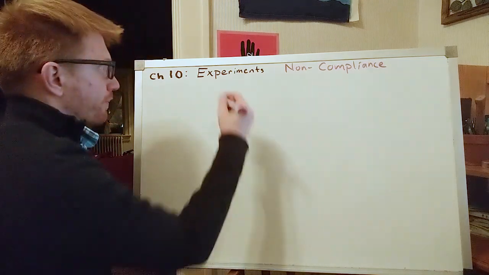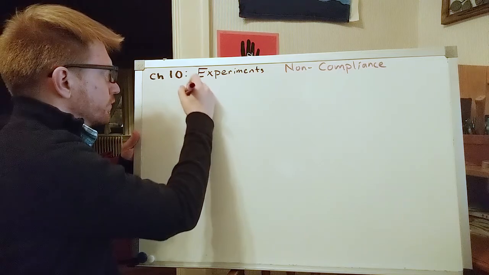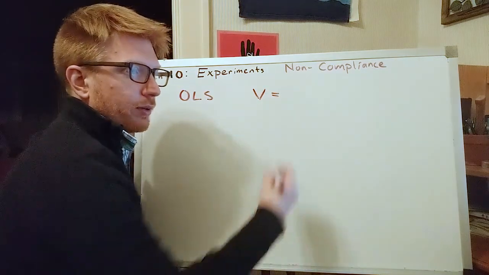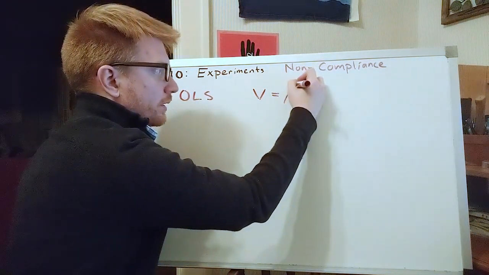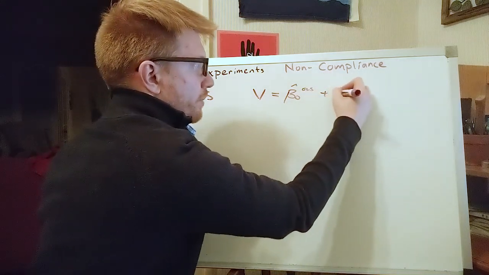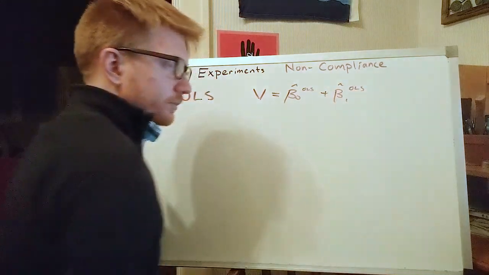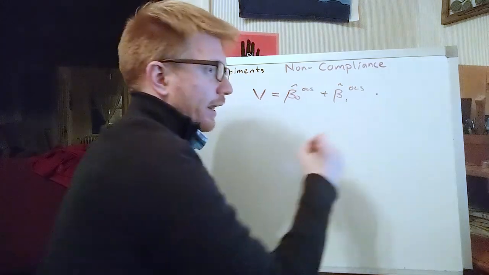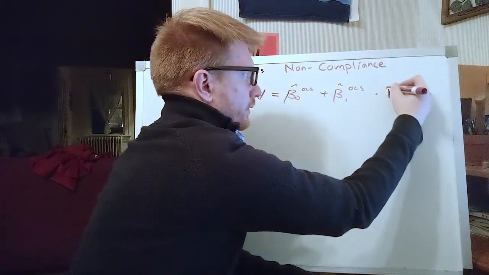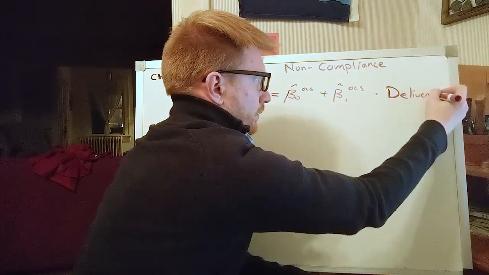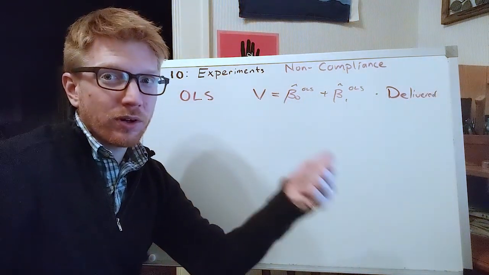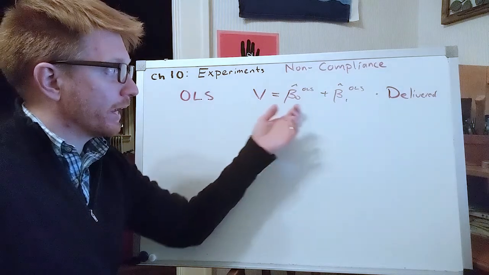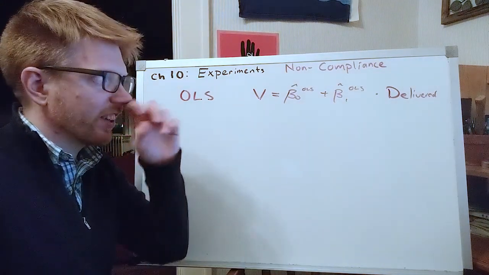So for ordinary least squares, what we have is that voted is going to be our beta 0 OLS plus our beta 1 OLS times delivered. This is just a binary regression with one explanatory variable, and that explanatory variable is delivered. And so all we need to do is look at the difference in the average of vote to calculate our beta 1 hat and beta 0 hat for the ordinary least squares.